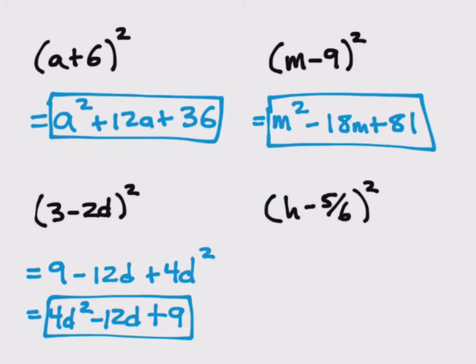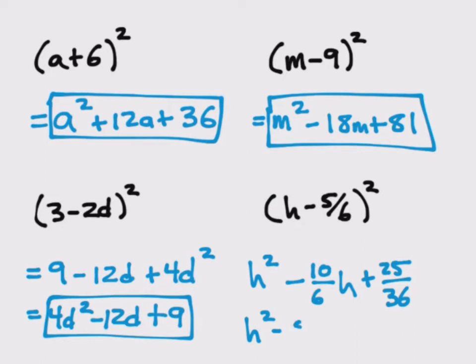And in our last example, which involves a fraction, same exact strategy. I know we're going to end up with an h squared. I know we're going to have a negative 5/6 quantity squared, which is positive 25/36. And I know that in the middle, we're going to end up with twice h times negative 5/6. Well, h times negative 5/6 is negative 5/6h. And twice that is going to be negative 10/6h. So we end up with h squared minus 10/6h plus 25/36. We can reduce that negative 10/6 to h squared minus 5/3 h plus 25/36.